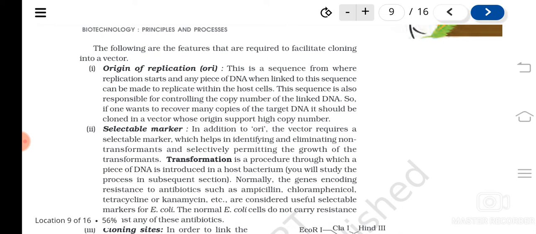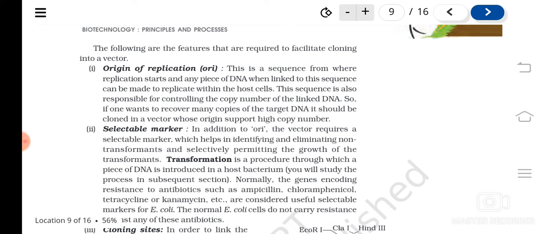In addition to that, this sequence is also responsible for controlling the copy number, how many copies are formed. So this should be there. A vector should have an origin of replication.